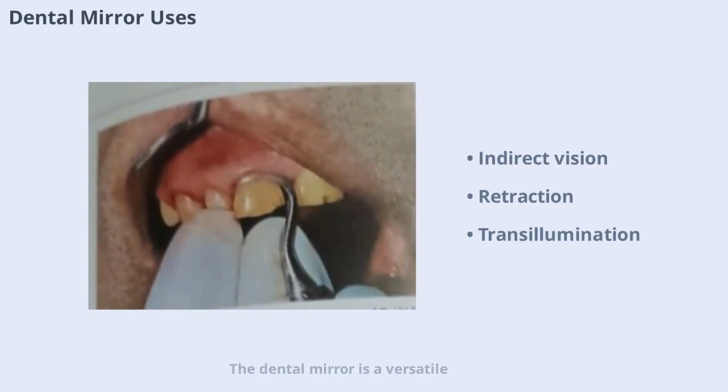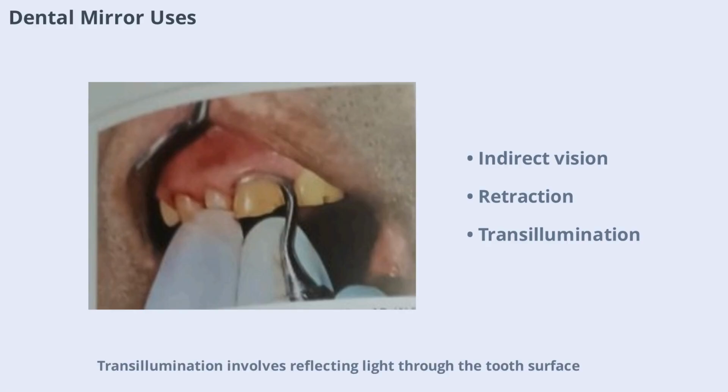The dental mirror is a versatile hand instrument used for indirect vision, retraction, indirect illumination, and transillumination. Transillumination involves reflecting light through the tooth surface, making the tooth appear to glow. This technique is effective with anterior teeth, which are thin enough to allow light to pass through. Proper use of the dental mirror enhances visibility and access during periodontal instrumentation.